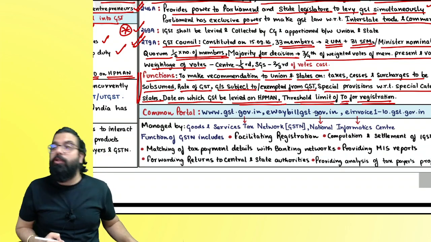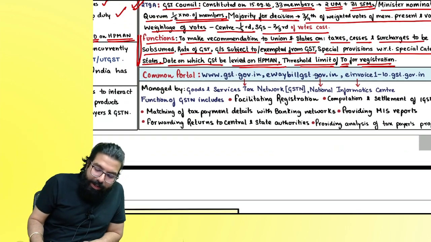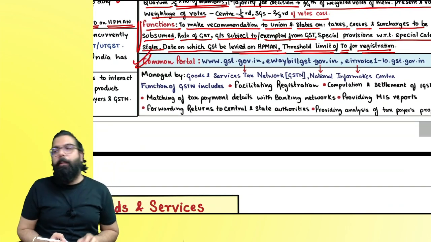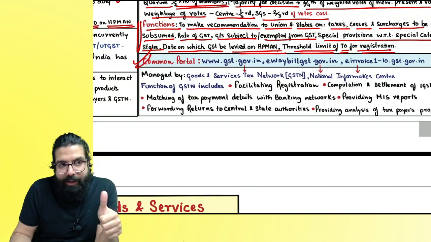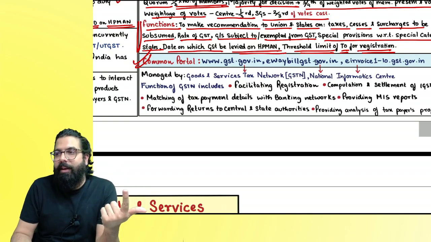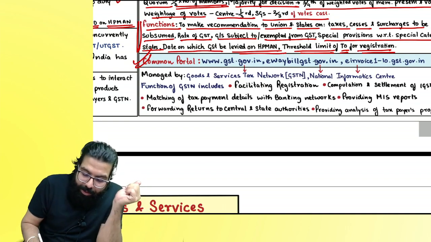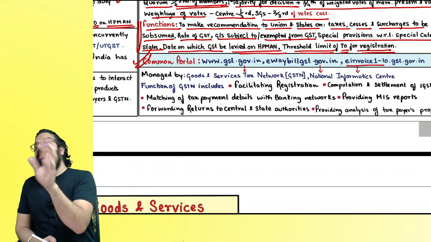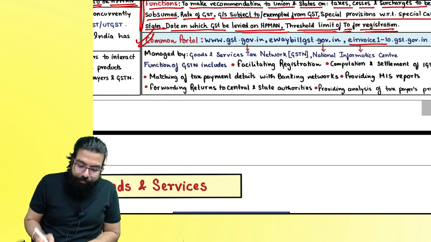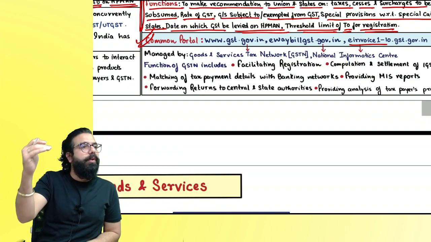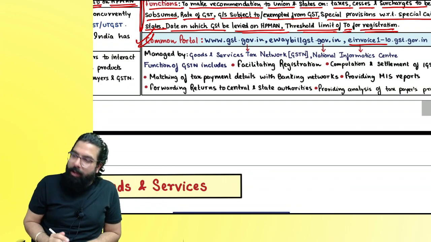All these are the functions of the GST Council. Then the next one we have is the common portal. What do you mean by common portal? Common portal means www.gst.gov.in, e-waybill gst.gov.in and e-invoice 1gst.gov.in. Like this, there are 10 portals which are there. Are we clear, everyone? Invoice 1, invoice 2, invoice 3, like that 10 portals are there.